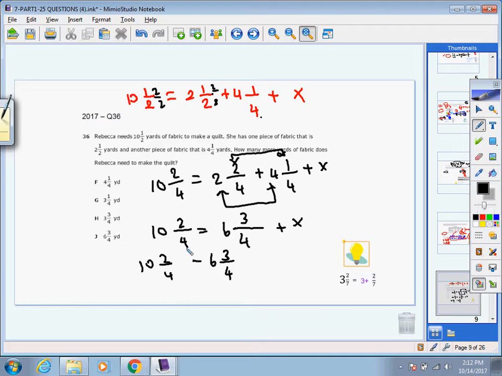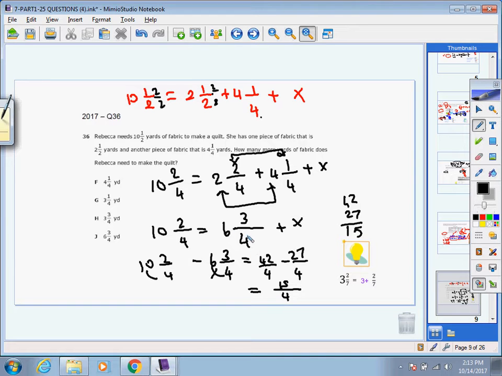But what I'm going to do is put it in the improper fraction form and then transform it into mixed form again to make you see better. So 10 times 4, which is 40, plus 2, 42 over 4. 6 times 4, which is 24, plus 3, which is 27 over 4. When I do the subtraction, 42 minus 27, 12 minus 7 will give us 5. 3 minus 2 will give us 1, so 15 over 4.